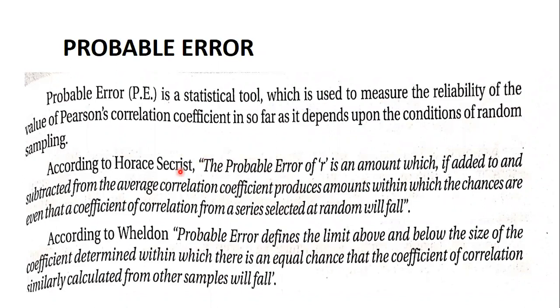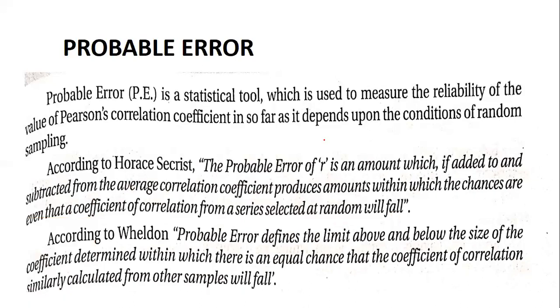According to Horace Secrist, the probable error of r, the correlation coefficient, is an amount which, if added to and subtracted from the average correlation coefficient, produces amounts within which the chances are even that a coefficient of correlation from a series selected at random will fall. While reading this you will have to read carefully. The r value we will calculate first, then we will calculate the probable error. So we'll understand this using a small example.